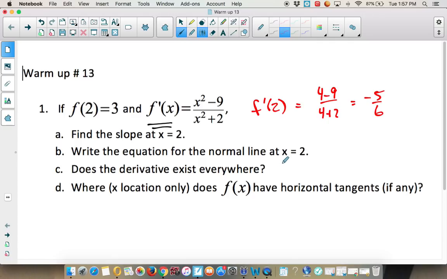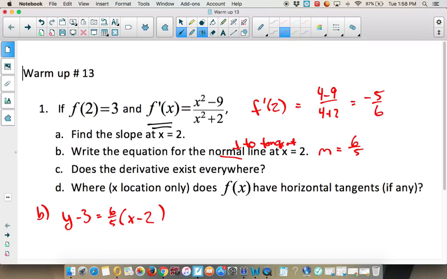Then it wants the normal line. Well, the normal line, remember, is perpendicular to the tangent. So this would be the slope of the tangent line. So my slope has got to be positive 6 over 5. So my normal line is going to be y minus 3 equals 6 over 5 times (x minus 2). And just remember, pay attention to when it's asking for the tangent line and when it's asking for the normal line.